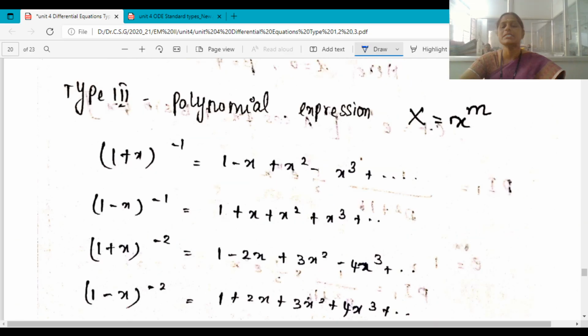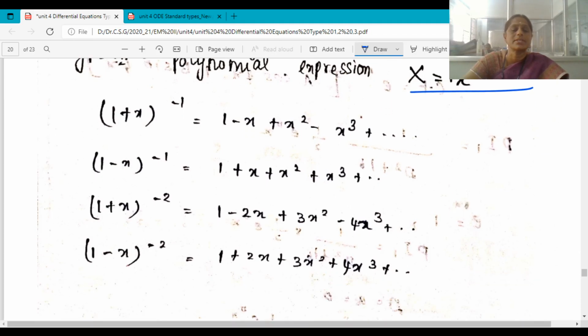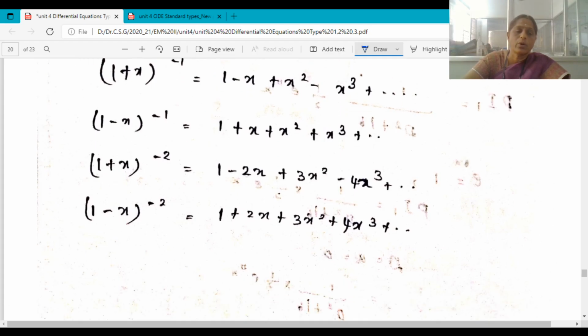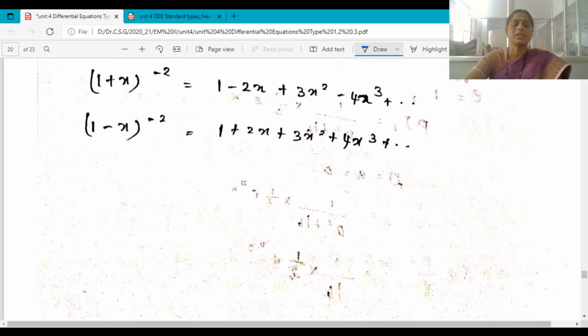And your third type is the polynomial expression, x power n. Before going to the polynomial type, let us have some formulas related to it. 1 plus x the whole power minus 1 is nothing but a binomial expansion: 1 minus x plus x squared minus x cubed plus etc. Next, 1 minus x the whole power minus 1 is 1 plus x plus x squared plus etc. Next, 1 plus x the whole power minus 2 is 1 minus 2x plus 3x squared minus 4x cubed plus etc. And next, 1 minus x the whole power minus 2 is 1 plus 2x plus 3x squared plus 4x cubed plus etc.